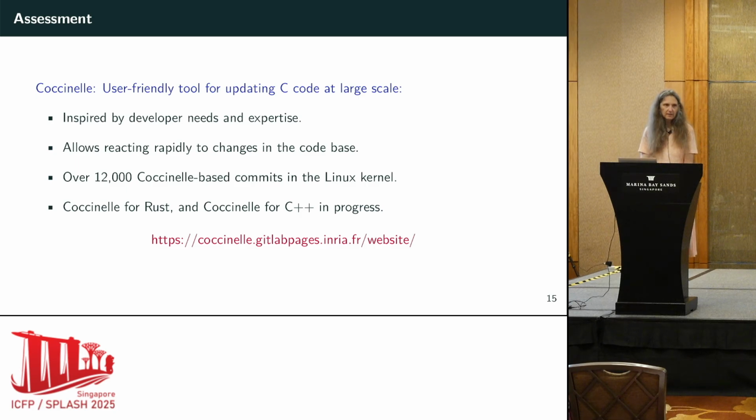Over 12,000 Coccinelle-based commits are in the Linux kernel, and we are now working on Coccinelle for Rust, which is also of interest to the Linux kernel, and a version for C++. There's a prototype for Java, and it is all publicly available.